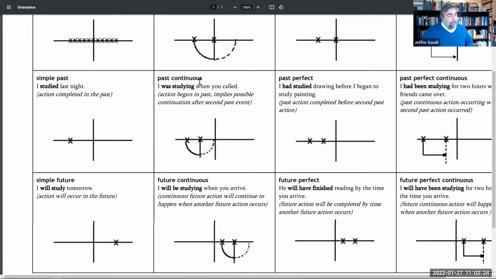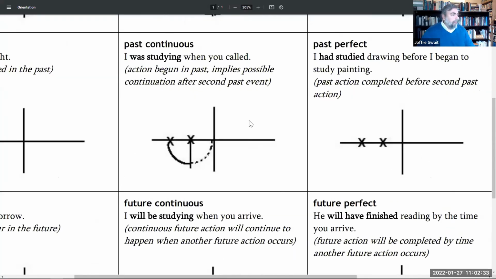The past continuous is one of the expressions of what the imperfect covers. And we can see here in the graphic, there's a little more complexity. So I was studying when you called. Now, when we look at the imperfect briefly, we'll see there are a couple of ways we can translate it into English. So they're not exactly the same, but this graphic is a good graphic for it. So I was studying when you called. The action began in the past, but it implies possible continuation after the second past event, right?